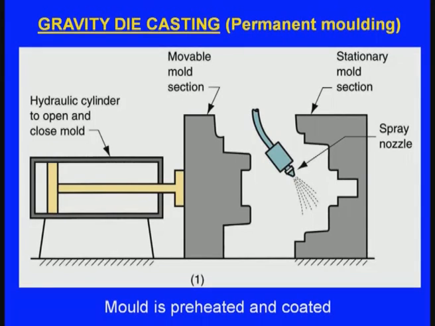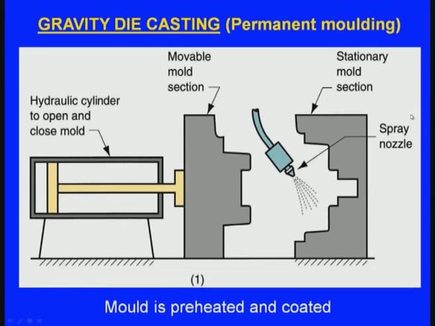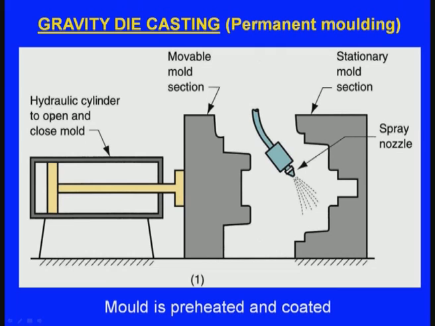Now, initially these two dies will be kept apart. Then you can see here a spray will be put on the cavity surface. Here we can see the hydraulic cylinder to open and close the movable mold. This cylinder operates hydraulically and exerts intensive pressure, so that the mold moves forward and backward. Initially the mold is preheated and coated.